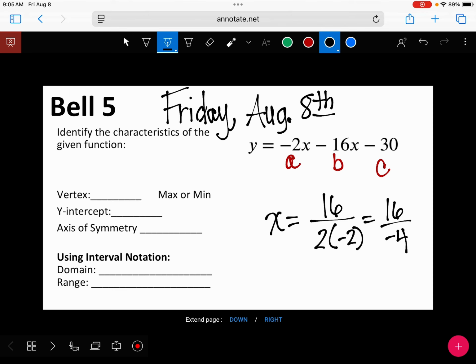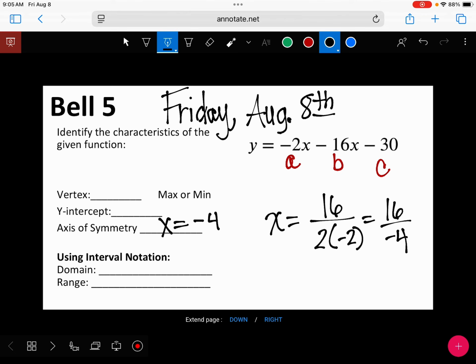Go ahead and see what you get. Not 16. 16 divided by -4. Positive or negative? -4. Good.